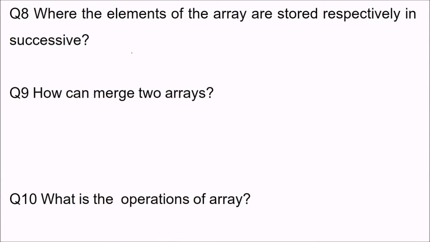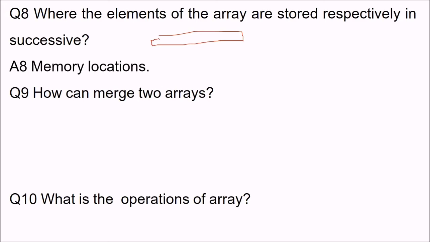Where are the elements of the array stored? Simple. Elements of the array are stored respectively in succession in the memory locations, and these memory locations have to be contiguous, meaning one by one. If this is 1000, and we have stored, say, integers, the next has to be 1004. The next one is to be 1008, and so on and so forth.